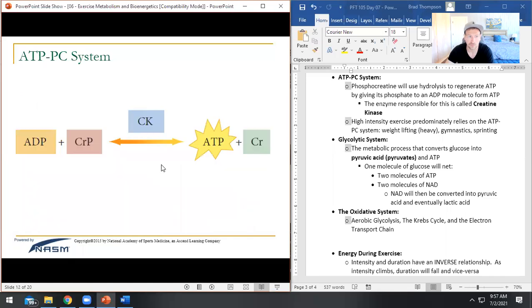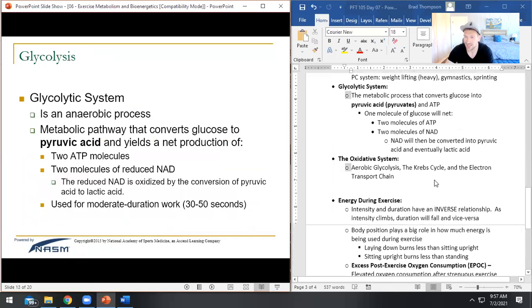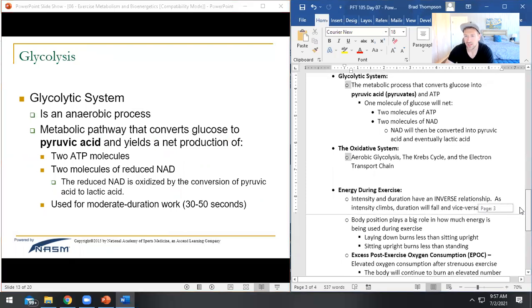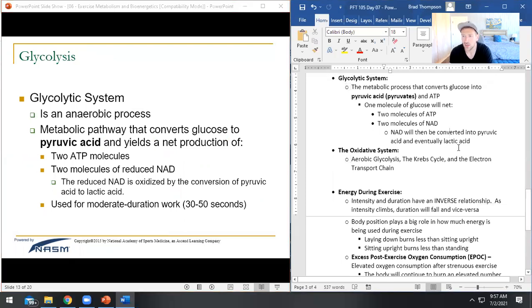High intensity work. Then you've got the glycolytic system, or glycolysis, right? The glycolytic system is where we are converting glucose into pyruvic acid, or pyruvates. And then those pyruvates eventually become ATP once they ferment a little bit. So 1 molecule of glucose gives us 2 molecules of ATP. It also gives us 2 molecules of NADH. NADH is eventually going to go through the electron transport chain later and get converted into energy.